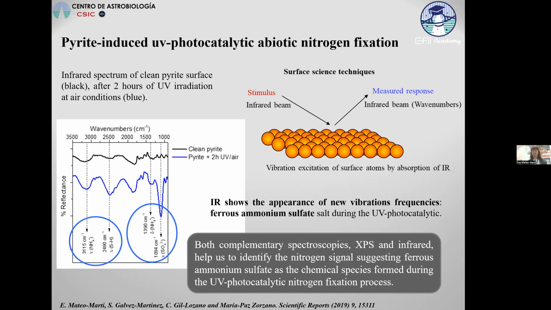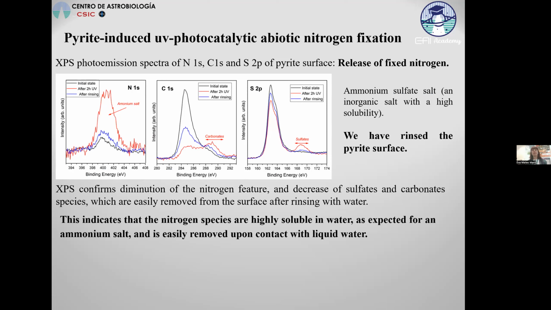We wanted to understand this process a bit more deeply, and we thought that ammonium sulfate is an inorganic salt with high solubility. So we rinsed the pyrite surface. The red one is when we have irradiated and we have the ammonium salt, the carbonate and the sulfates. Then if we wash the surface, we see that the blue spectrum, after rinsing, shows that we have removed the ammonium salt, the carbonate, and the sulfate. This indicates that the nitrogen species are highly soluble in water, which was expected from an ammonium salt. So it was easy to remove those species upon contact with liquid water.